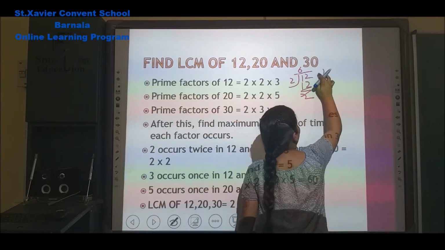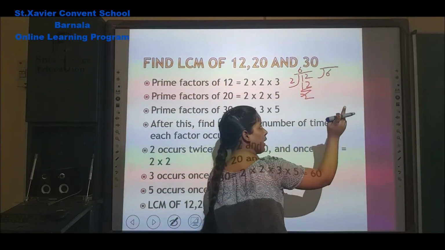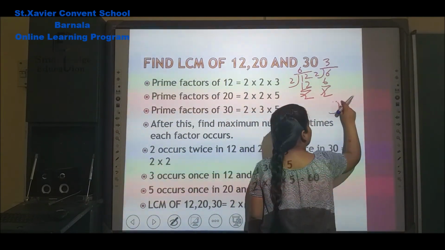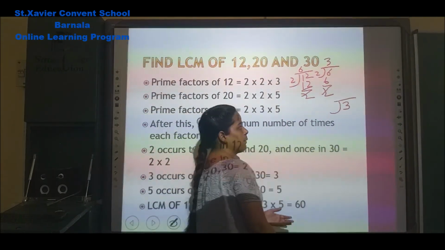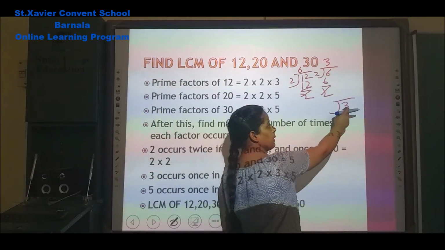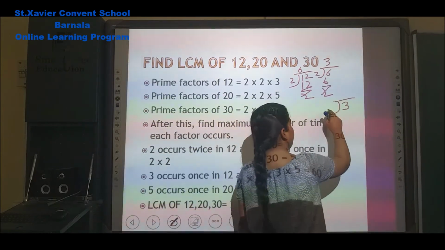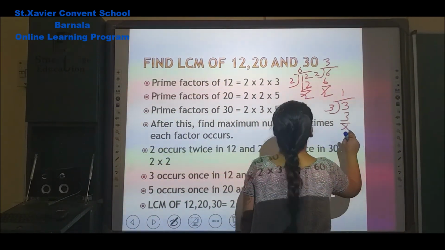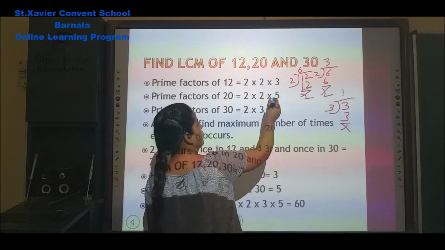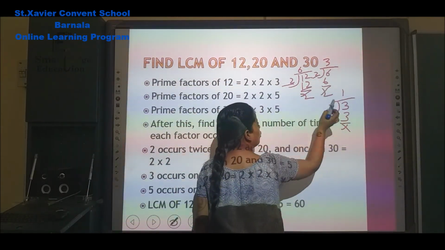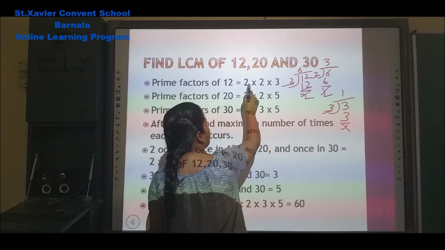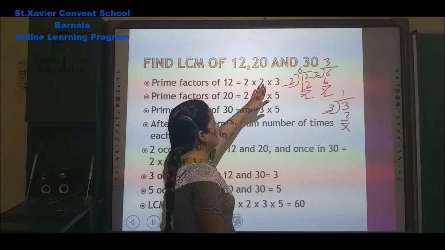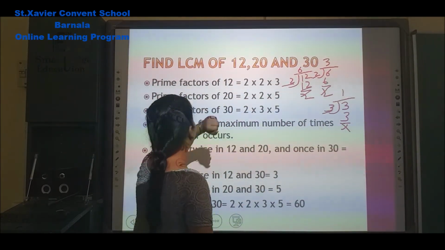After that divide this 6 by the first prime number 2, then we have 3. Divide 3 by the first prime number 2. It is not divisible by 2. Then the next prime number is 3. 3 divided by 3 is equal to 1. So the prime factors of 12 are 2, 2, 3. So 2 multiplied by 2 multiplied by 3. 2 multiplied by 2 is equal to 4. 4 multiplied by 3 is equal to 12.